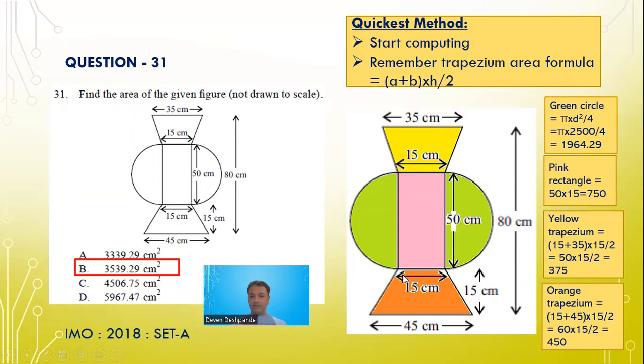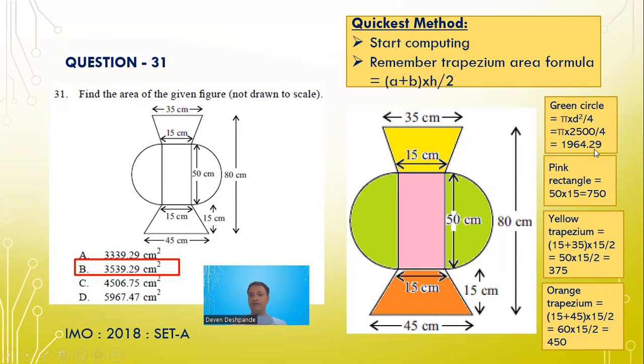Similarly, the orange trapezium: the sum of the lengths of the two parallel sides, 15 plus 45, into the distance between them, the height of the trapezium, which is 15. So (15 plus 45) into 15 upon 2. 15 plus 45 is 60, into 15 upon 2. So it is 30 into 15, which is 450.